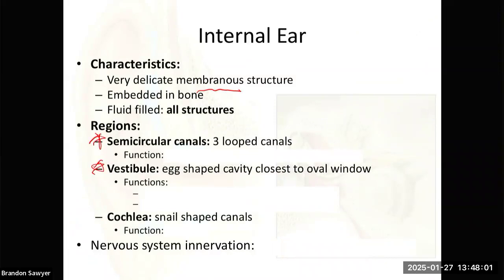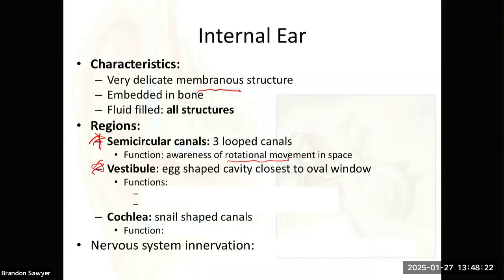The semicircular canals are three looped canals. They help us with awareness of rotational movement of our head. So three looped canals, really trying to cover all three dimensions of movement, right? Those are the semicircular canals. Then we get to the vestibule.